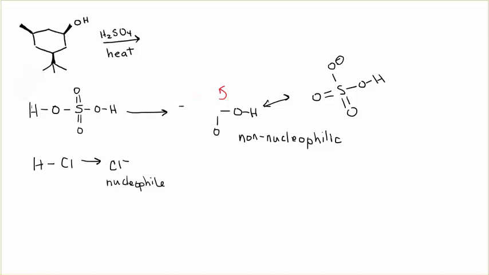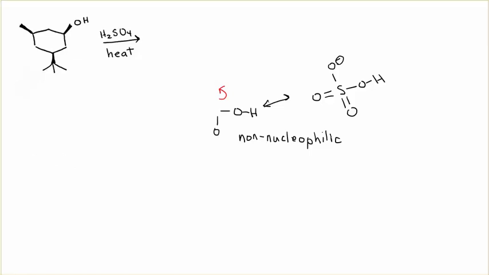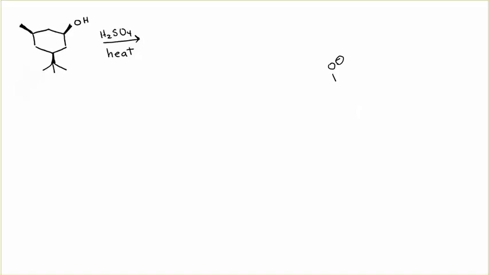Let me try to erase all this stuff now. Give me some more room to work on the actual problem here. So we have this alcohol, and we're going to react it with sulfuric acid, and then we're going to heat it. So the first step of the mechanism, and again, hopefully you guys are getting used to this by now, the acid protonates the alcohol. So we form a really good leaving group, which is water.